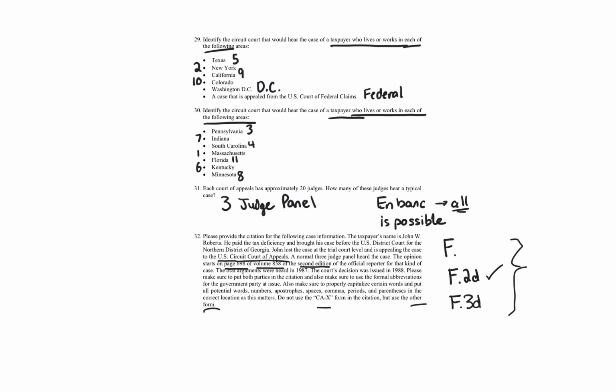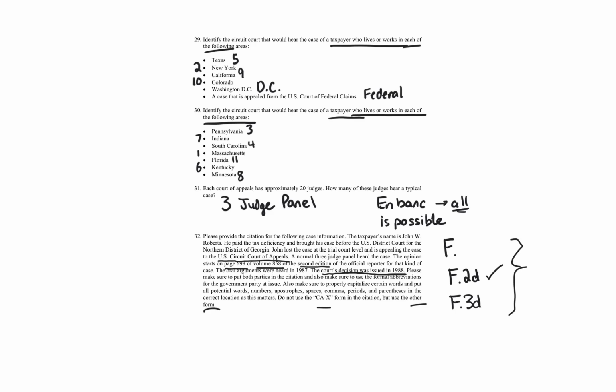All right. We're also told that the decision was issued in 1988, oral arguments heard in 1987. We care about when the decision was issued by the court, so that's the important date, the 1988. And it says make sure to put both parties. So we're going to go ahead and start our citation.